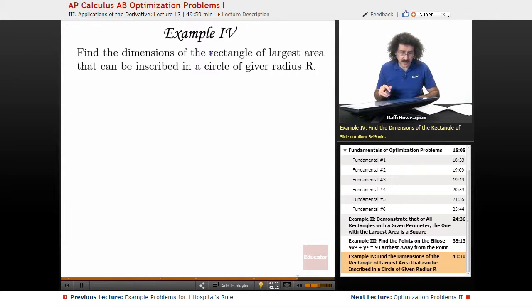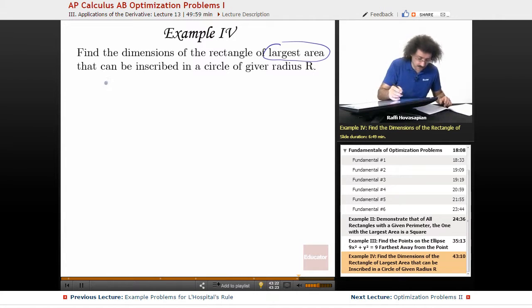Do one last example here. Find the dimensions of the rectangle of largest area, so we're going to be maximizing area, you know that already, that can be inscribed in a circle of a given radius r. Okay, let's draw it out.